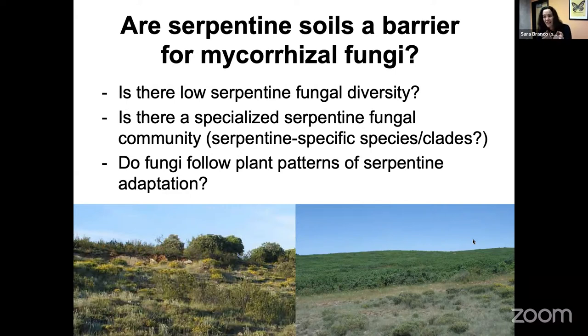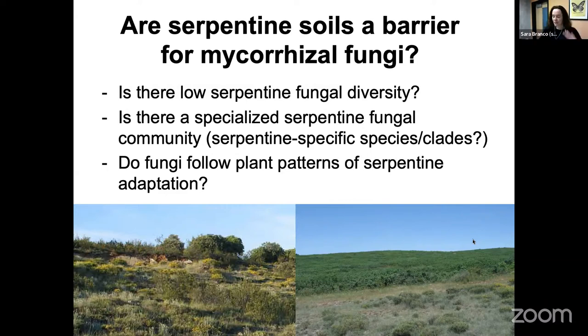And to make it more fun, what I really wanted was to find serpentine-specific species or clades, and maybe there would be fungal radiations associated with serpentine soil. How cool would that be? Because these soils are old, so there has been enough time for that to happen. And the overall question was, do fungi follow the same plant patterns of serpentine adaptation or not?